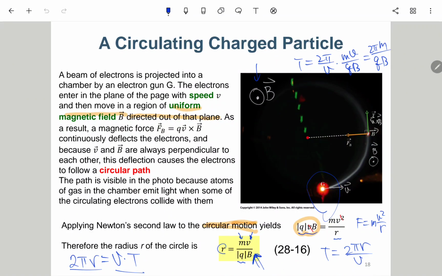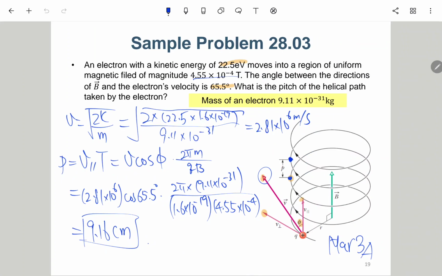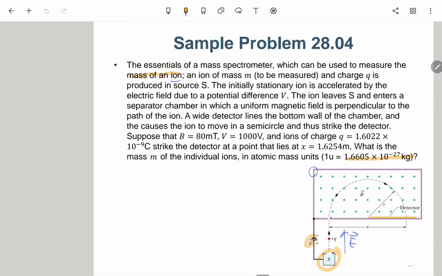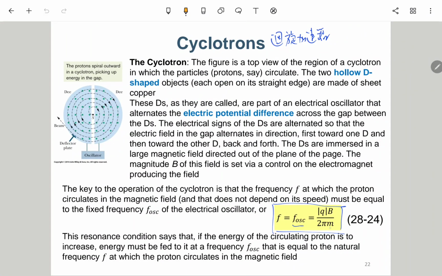2 pi m over QB. How can we get this? Is to have this one. Okay, 2 pi r equals Vt, and then we plug in r here so that we can get T to be 2 pi m over QB, which is here.